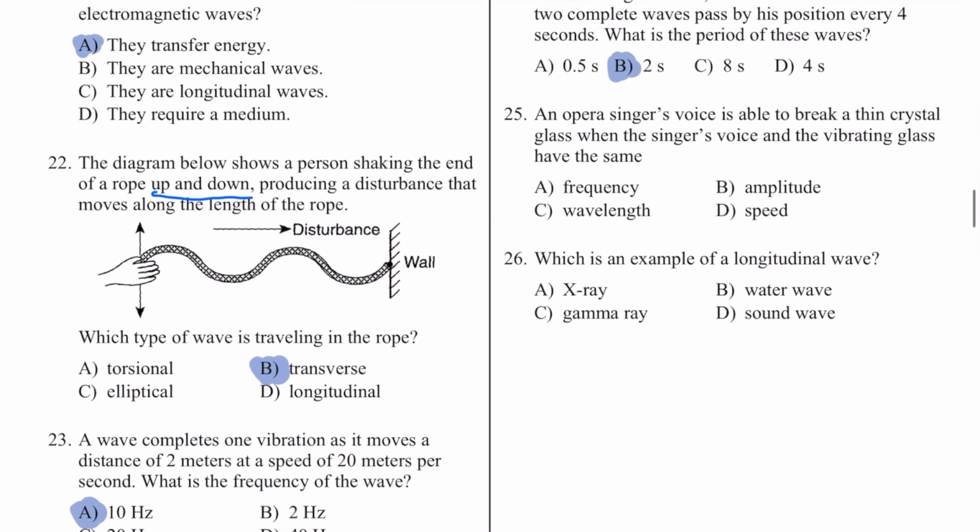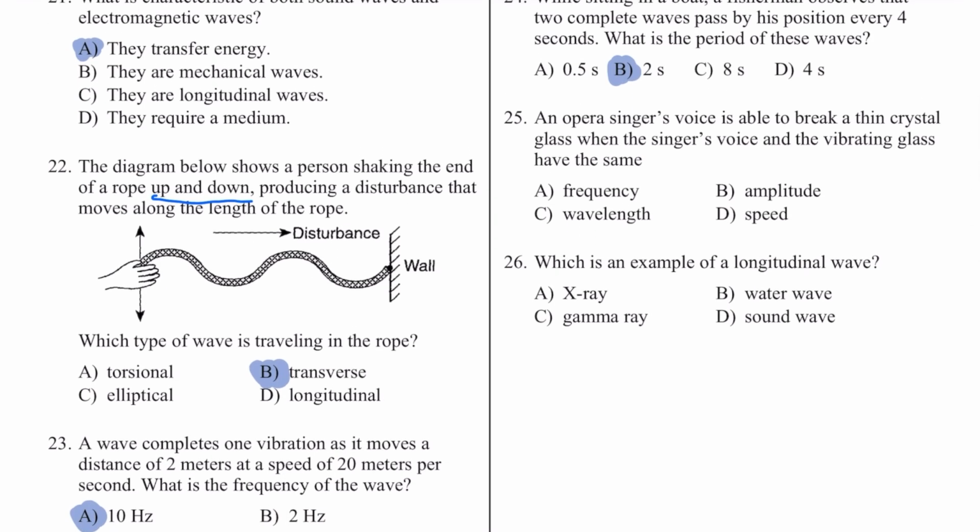25. An opera singer's voice is able to break a thin crystal glass when the singer's voice and the vibrating glass have the same what? So this is basically resonance. So the frequency of the singer's voice matches the frequency of the glass. So the glass starts vibrating and it breaks. So our answer is A.